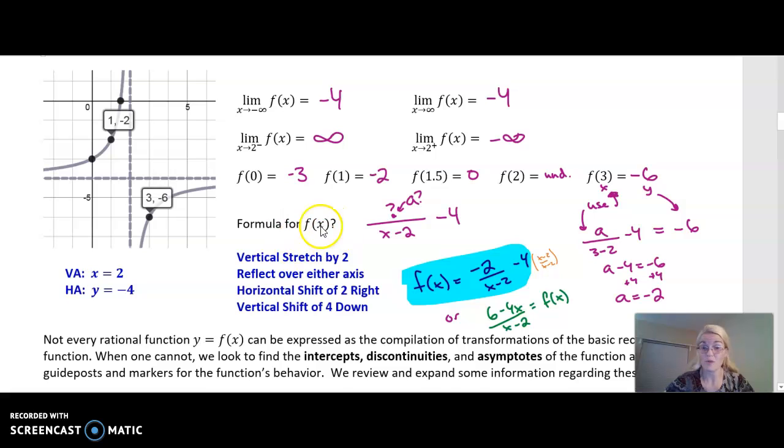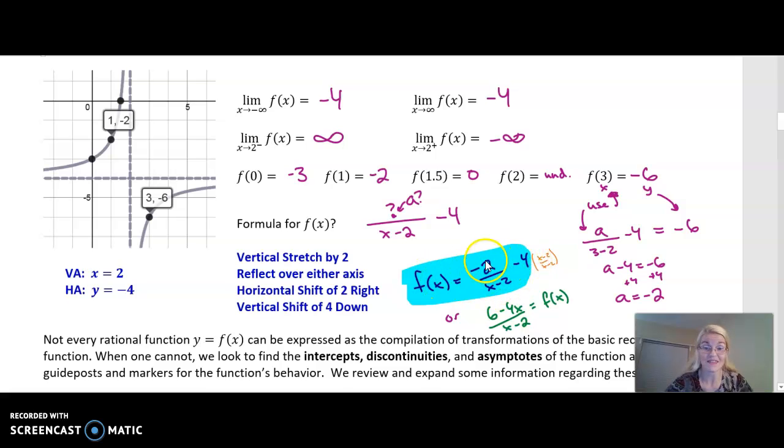So how would I find a formula for f of x? Well, again, these are my asymptotes, so I'm going to be shifted down 4 and I'm going to be shifted right 2. So what's my stretch factor then, A? Well, use an ordered pair. You could use any of these ordered pairs, not that one because it's undefined. Actually, I chose to use this one. So my stretch factor A, if I plug in 3 for x, 3 minus 2 is 1, so that's just A minus 4, should equal negative 6. That happens when A is negative 2. So my function is negative 2 over x minus 2, minus 4.